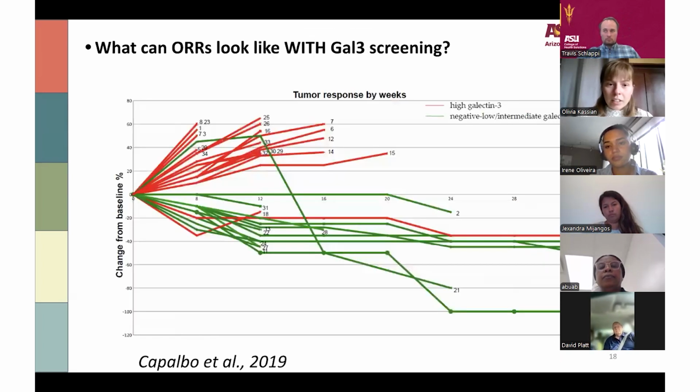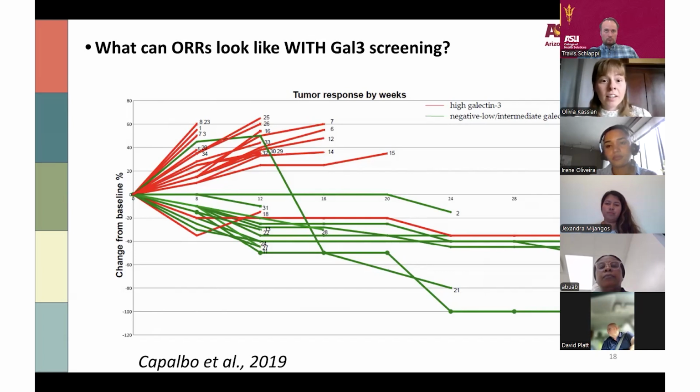this is also a measure of objective response rate, and the only thing that's different about it is the knowledge of their high galectin-3 expression rates. So as you can see, the shorter lines in red at the top are the people that had high galectin-3 expression, and as we discussed earlier, that is a predictor of not responding to this ICI treatment.